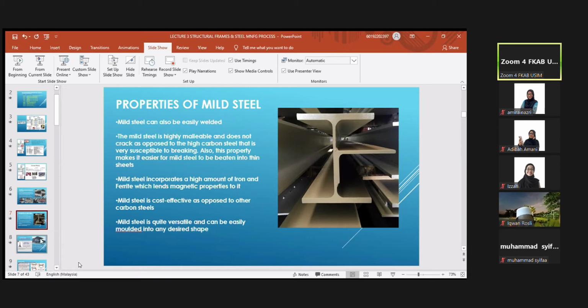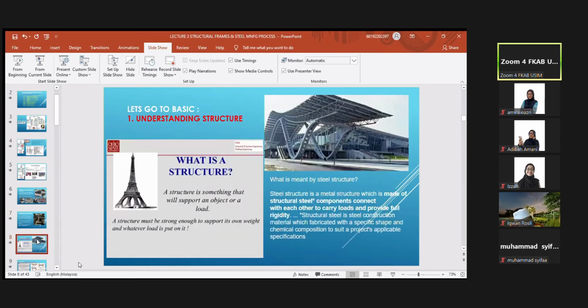Okay, and we go to the next slide. Okay. Normally, what I do is I only give you this title first. Let's go to basic first understanding of structure slide. So, and then I press animation, you come up with this one. What is a structure? You know structure, and you are in third semester, and you learn some structure analysis. Have you done structure analysis? Subject? No.